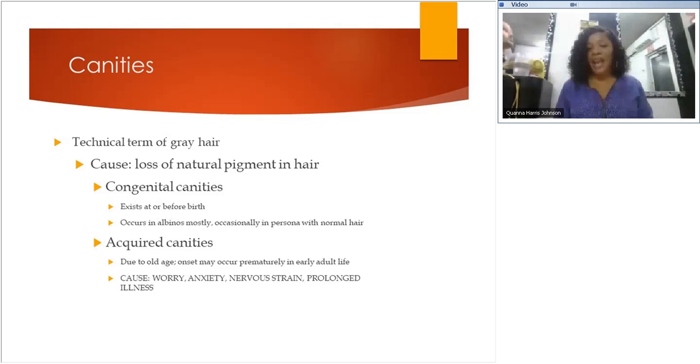Then we have acquired canities. It's caused by old age, stress, anxiety, worry, nervous strain. A prolonged illness can also cause gray hair. Back to canities in general, the treatment would be to color the hair. But for persons who are born without color matter, it's going to be a problem to color their hair.